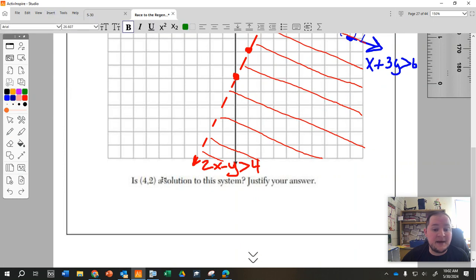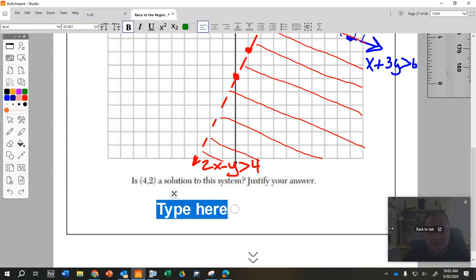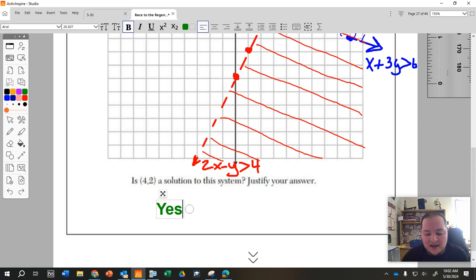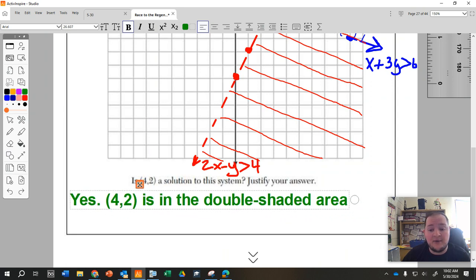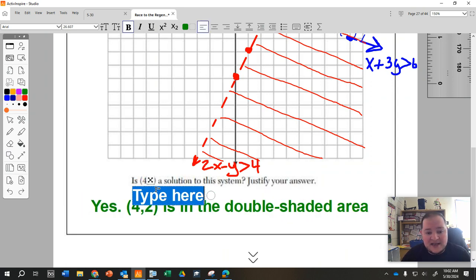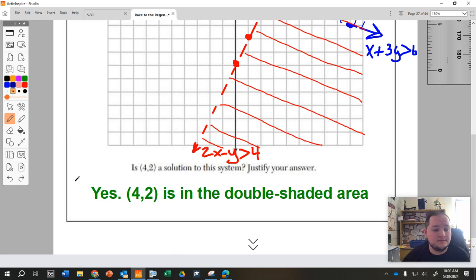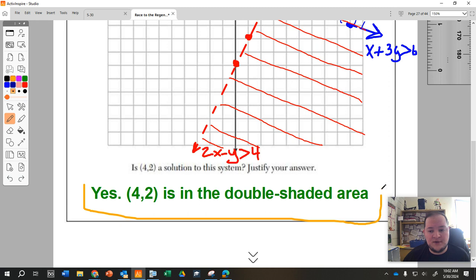So insert text box. Is it in the solution set? So it's yes or no. So first we're going to say yes. Well, we can even say (4, 2) to sound fancy. So (4, 2) is in the double shaded area or region or solution area, whatever you want to do. You need to have two parts here, yes or no, and how do you know? Yes, (4, 2) is in the double shaded area.